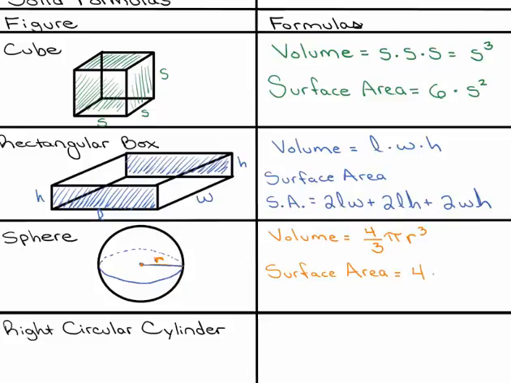4 times pi times r squared. Oh, you see, and you notice there? Notice how this one is r squared and this one's r cubed, right? That should give you a nice hint to remind you, oh yeah, surface area is measured in square units, whereas volume is measured in cubic units.